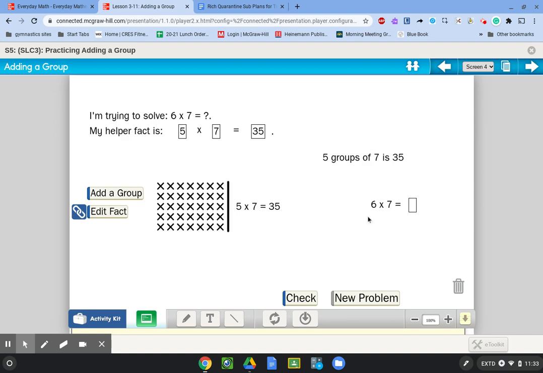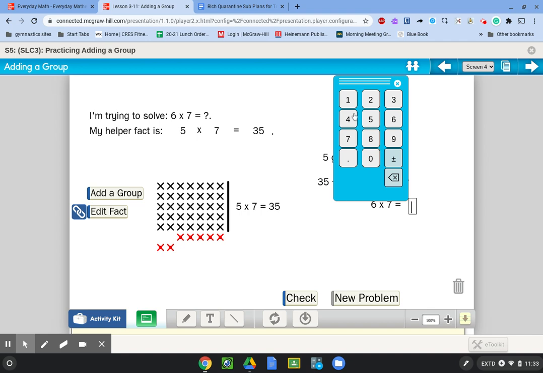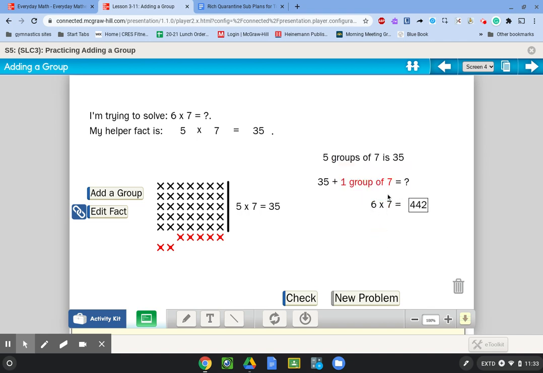Well, guess what? We want 6 groups of 7. So we have to add one more group of 7. And again, I don't know why it doesn't do it nice and neat, but one more group of 7 would be 35 plus one more group of 7. Well, 35 plus 7, 6 times 7, in other words, is 42. And I know that because I have it memorized. I worked really, really hard when I was a 3rd grader, and it wasn't easy, but I got all my facts memorized, and then I haven't forgotten them since. And that's what you can do too.